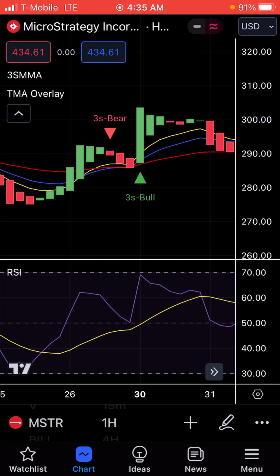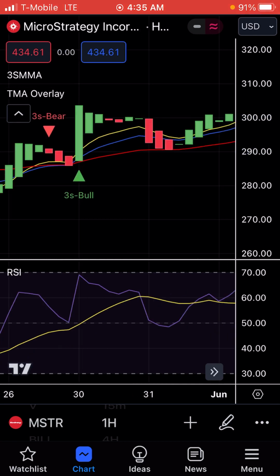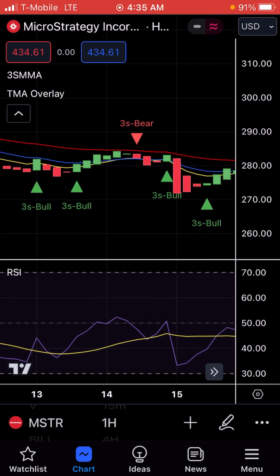So anyway, if you guys like this formula, it works really well. I'm not responsible for any profit or loss.